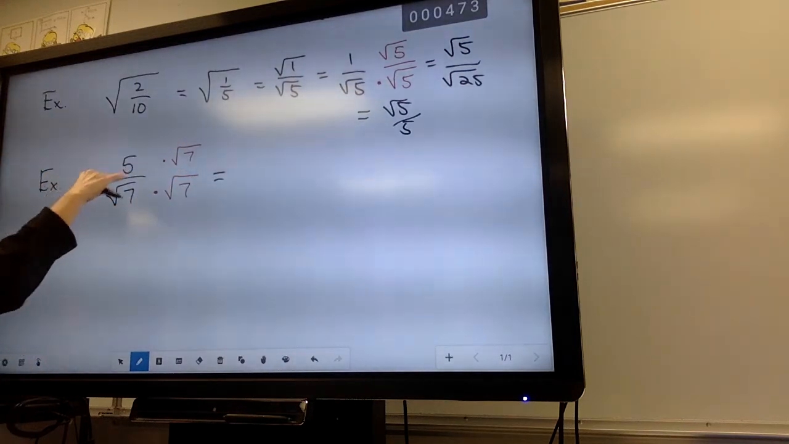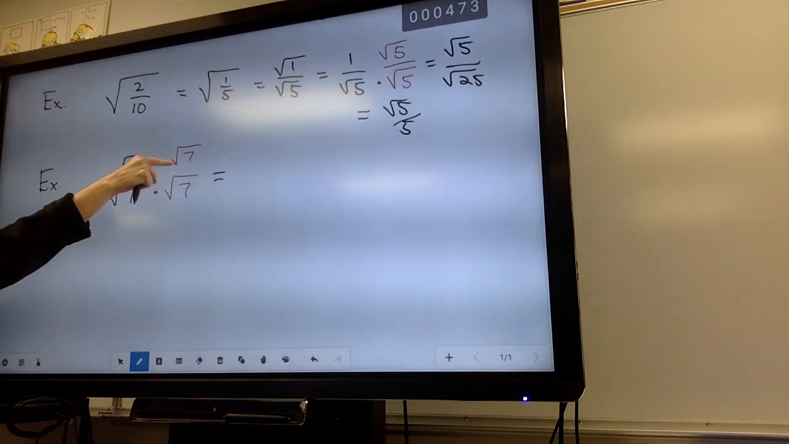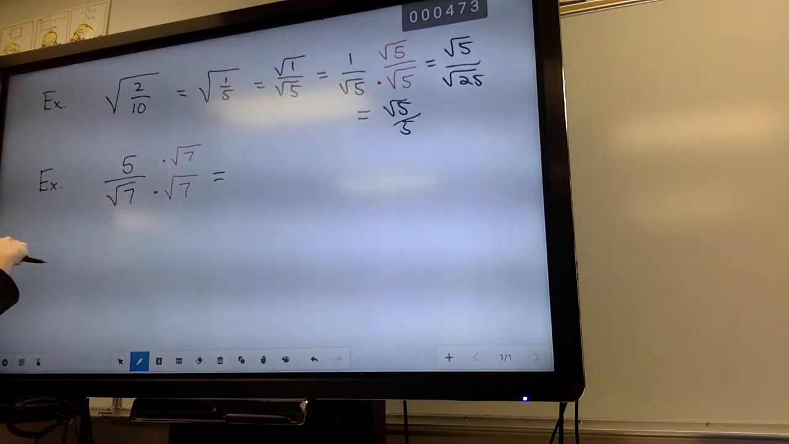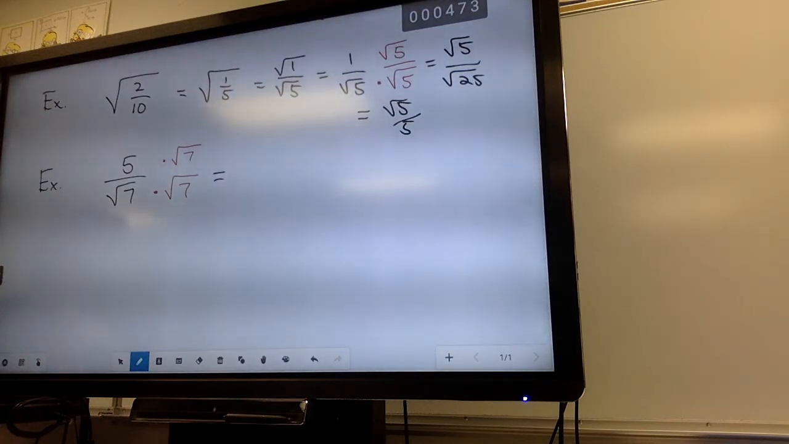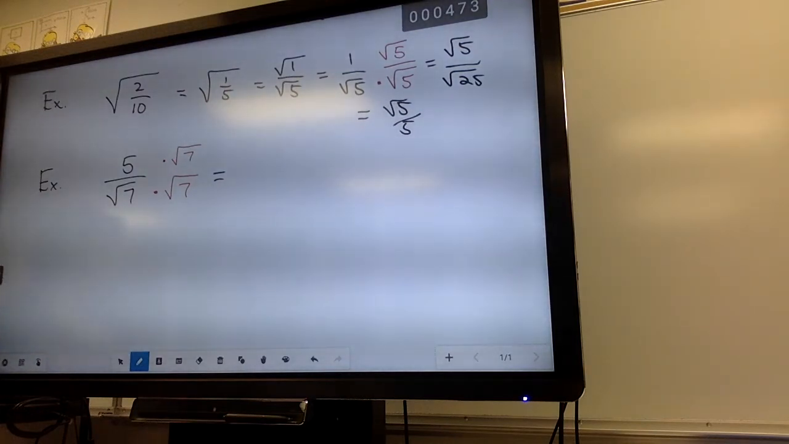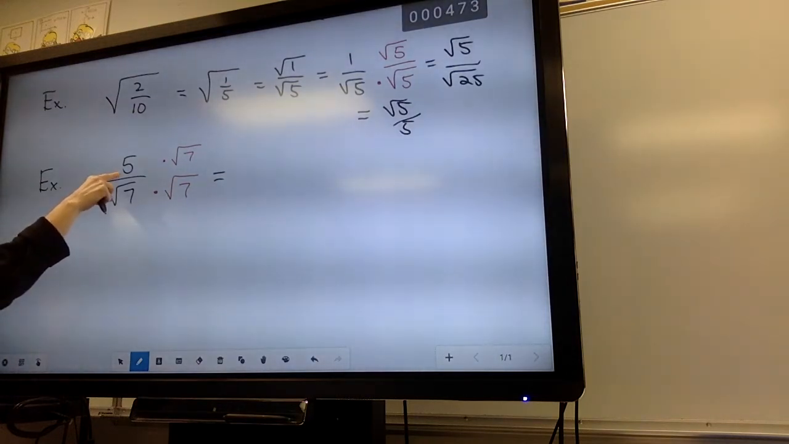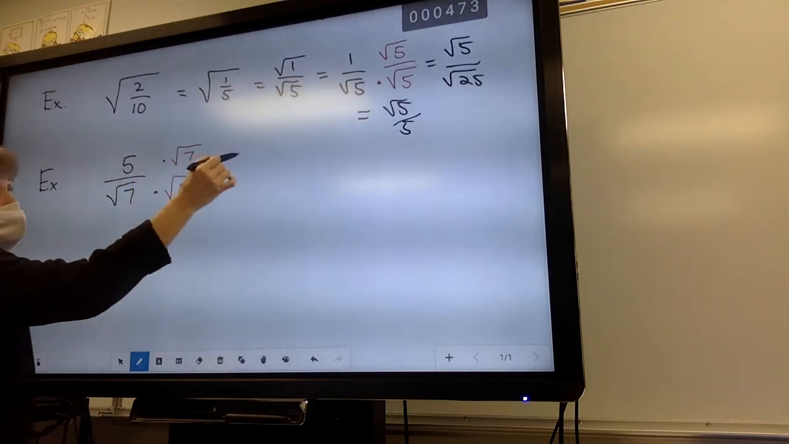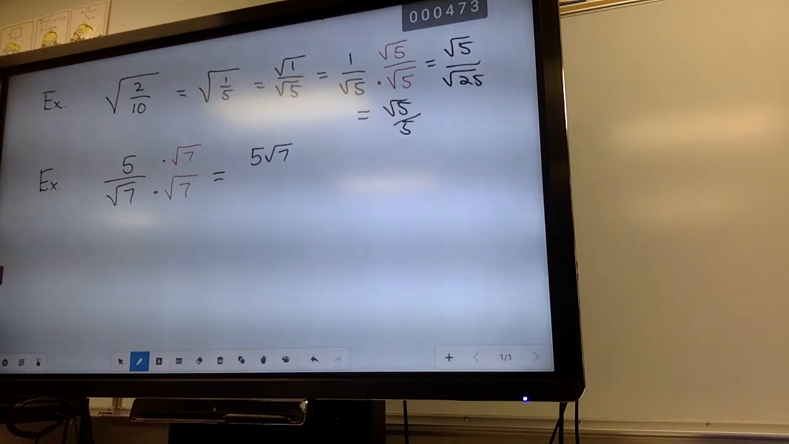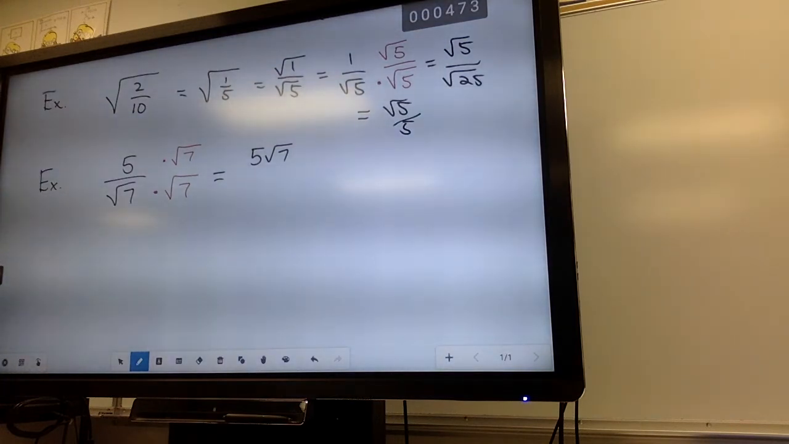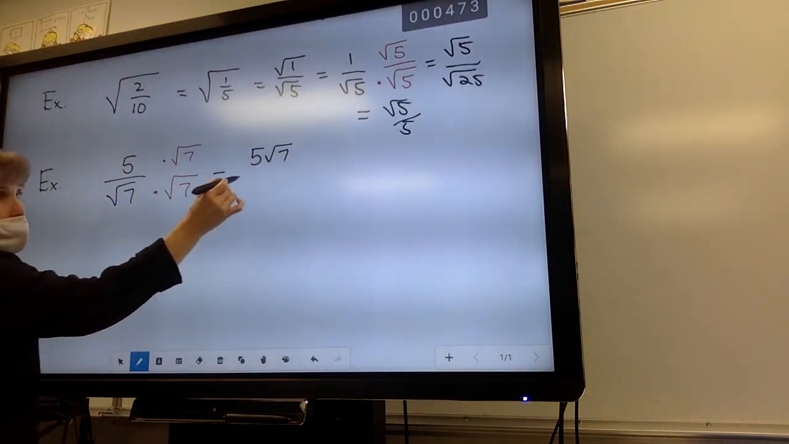When you multiply straight across, 5 times the square root of 7. What's that product? Can I multiply the 5 and the 7 in this case? No, you cannot, because this is not under the radical, and this is. So we just write it as 5 square root of 7. It's a product. We still can multiply it. We just don't multiply the 5 and the 7.